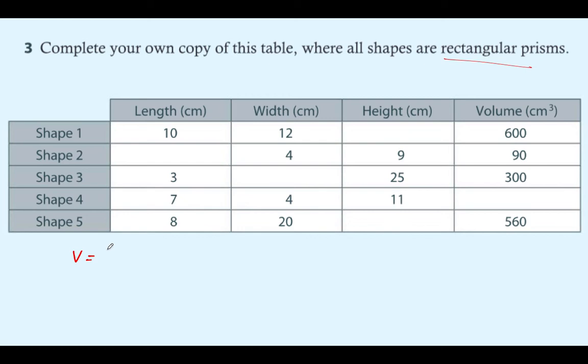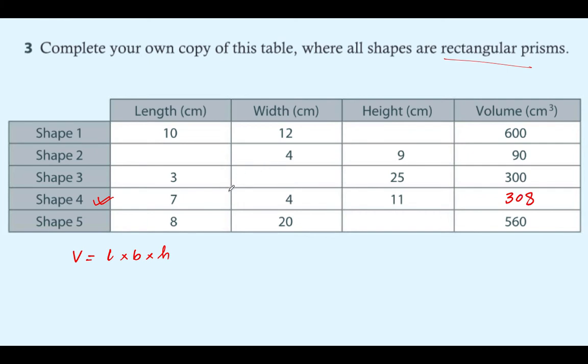Since in a rectangular prism base area is length into breadth, we can say volume is length into breadth into height. So if you know the length and breadth and height, just multiply these three elements, you will get the volume. Just like in shape number 4, you just need to multiply 7 by 4 by 11. So 7 times 4 times 11 is 308.